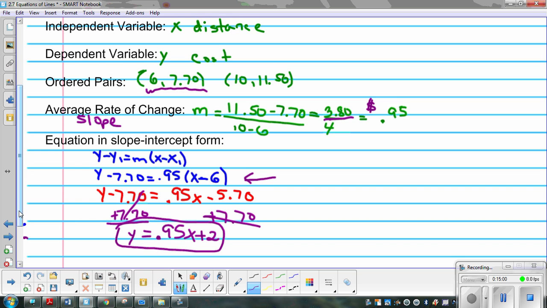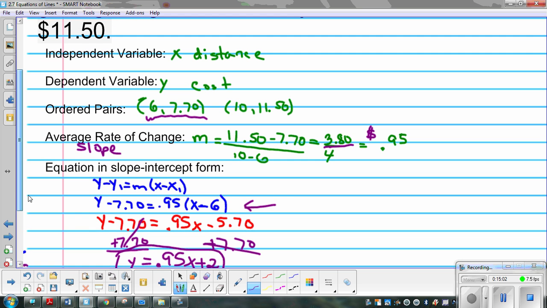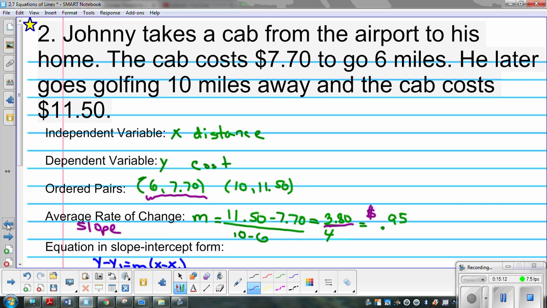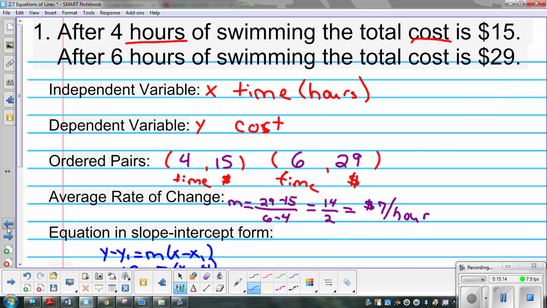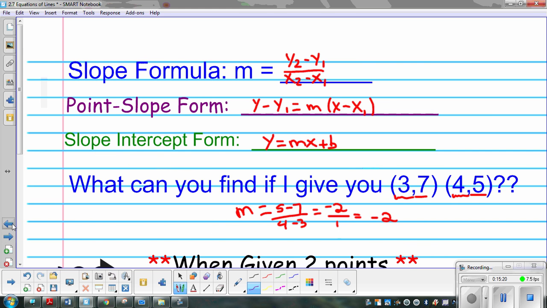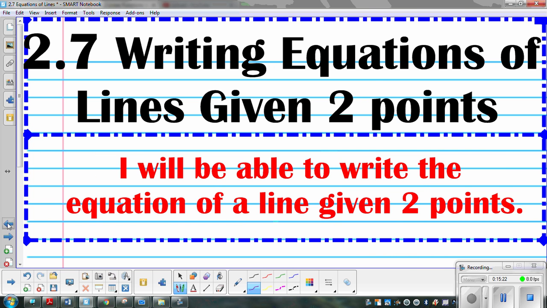So take a moment, make sure you have all of that written down: the independent, dependent, the ordered pairs, finding the slope or the average rate of change, and then the equation in slope-intercept form. When you feel good, take a moment, look over your notes. How do you feel about writing the coordinates of 2 points, finding the slope, subbing it into point-slope, and converting to slope-intercept? If you feel you are able to write the equation of a line given 2 points, you are done for the night. If you have a little bit of hesitation, feel free to go back and review.